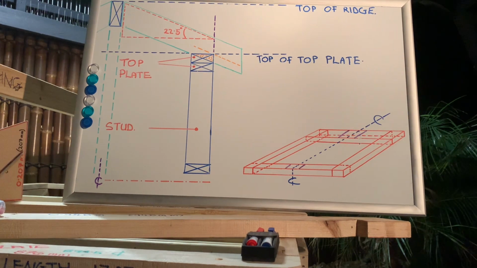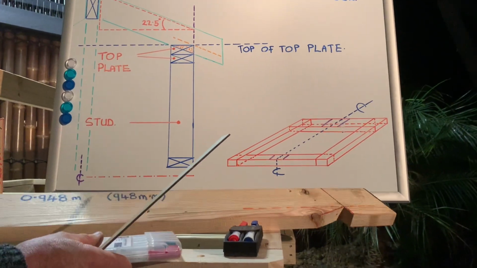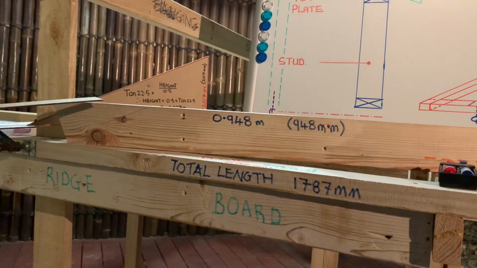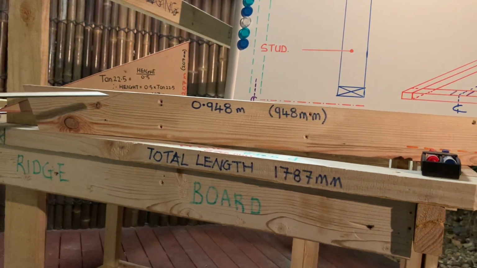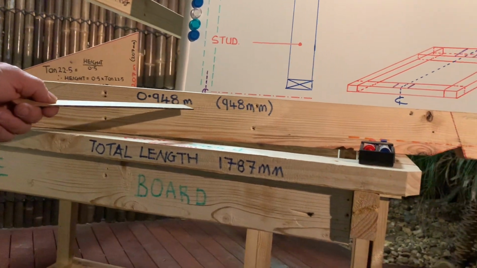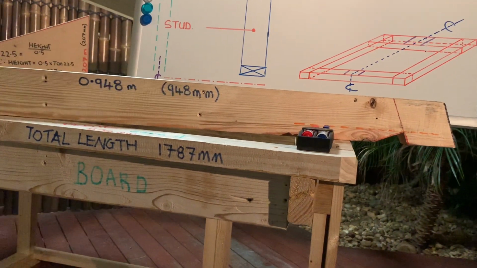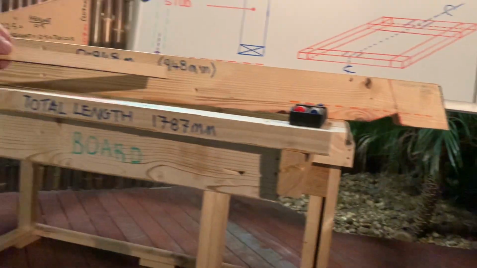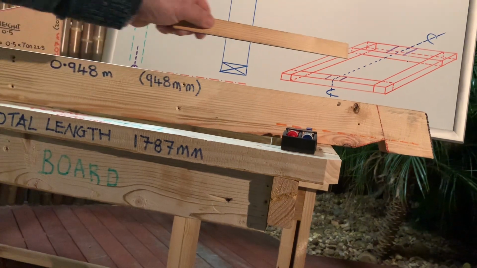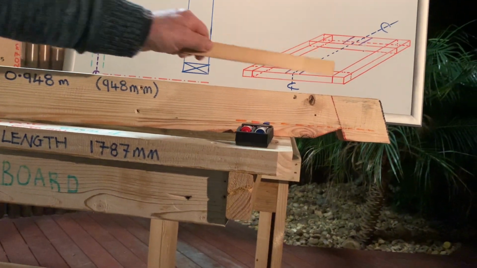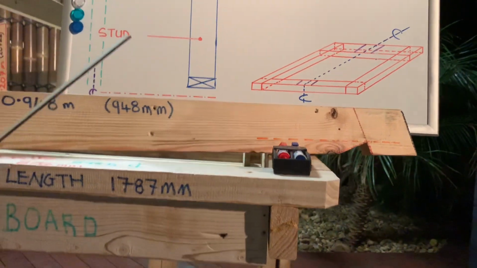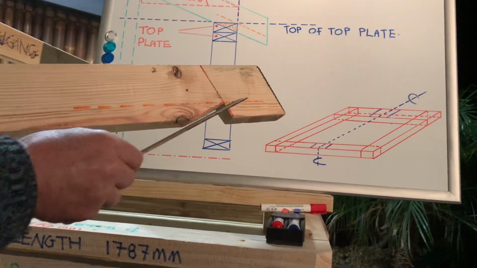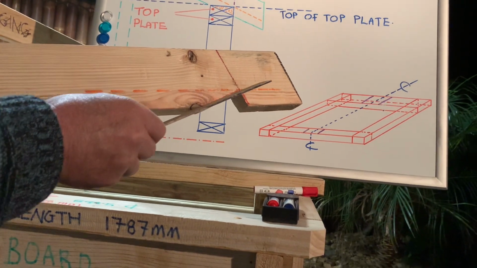And just as an example, what I've got here is an example of it. It worked out that our rafter length was 0.948 meters, or 948 millimeters. So from this point through to this point was 948 millimeters, and our overhang was roughly 100 millimeters. And when we allowed for the bird's mouth, there's the bird's mouth cut, and there's the point that we don't want to go over.